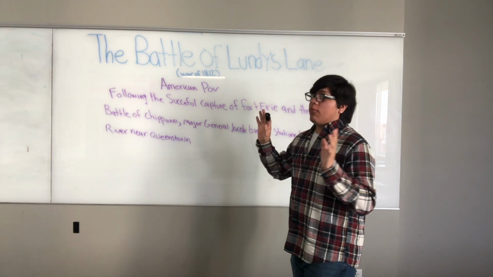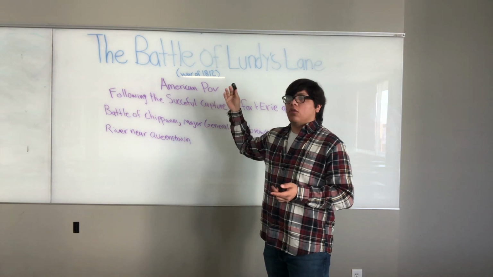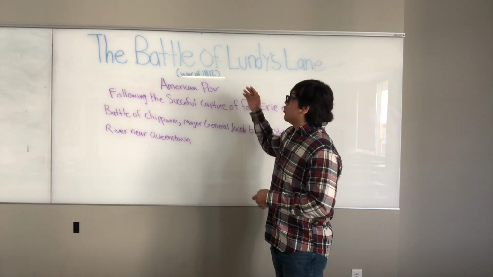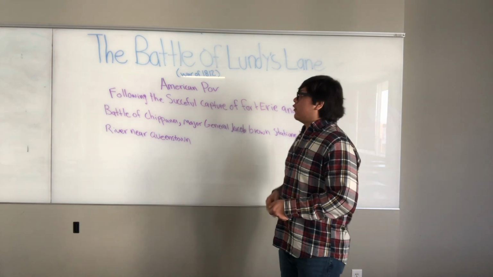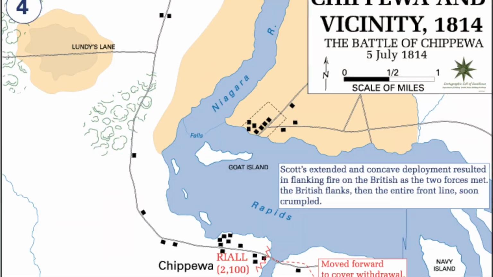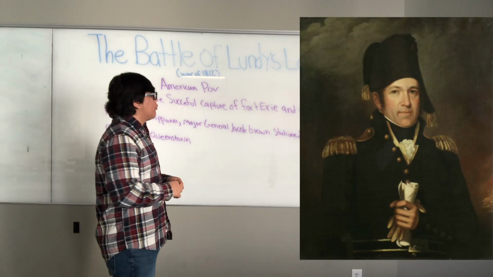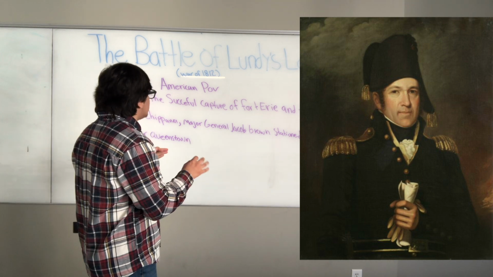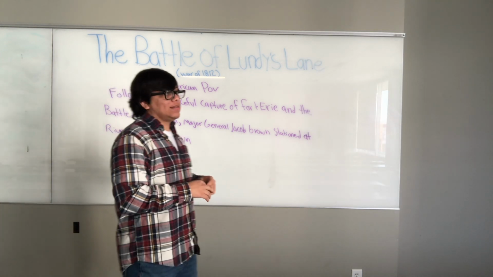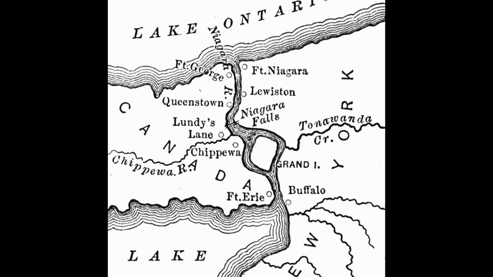So, let me give you, I'm going to do it through POVs too. So, right here on top, you'll see whether it's American POV or British POV. And so right now we're going to start with the American point of view. So following the successful capture of Fort Erie and the Battle of Chippewa, which is a major river near Lundy's Lane, Major General Jacob Brown stationed near the river Queenstown. So Queenstown is a road right next to the Niagara River to the side. It was very close to Lundy's Lane, extremely close.